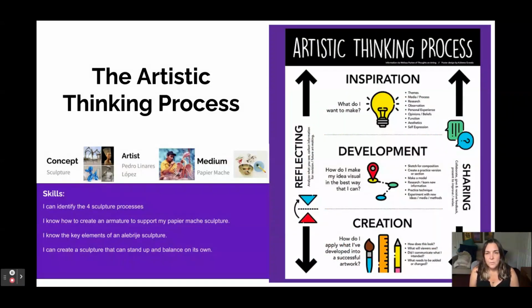Unit plans also reflect the artistic process. Each unit begins with a question or concept for inspiration, moves through the development stage of skill building, research, and practice, then into the creation stage where you can apply your skills into an art project. Finally, we reflect on what we've learned on our own and with each other.